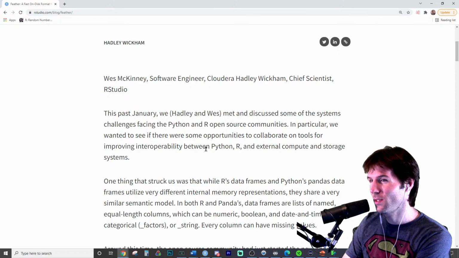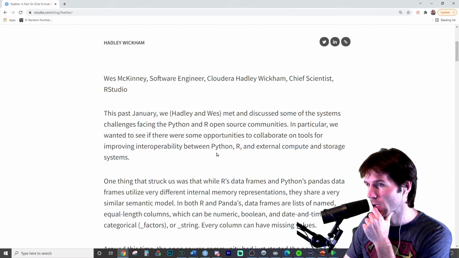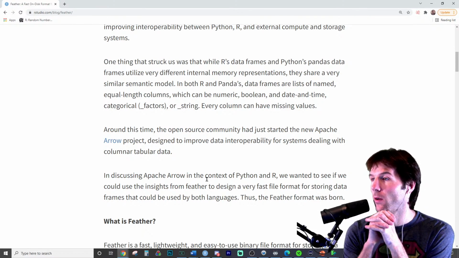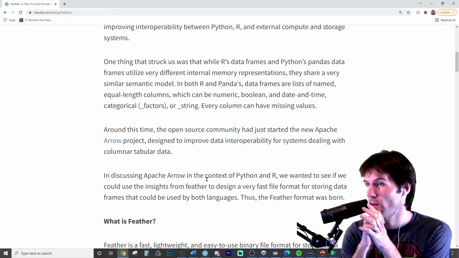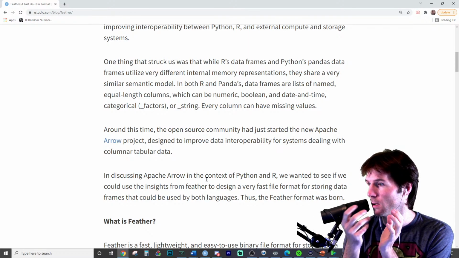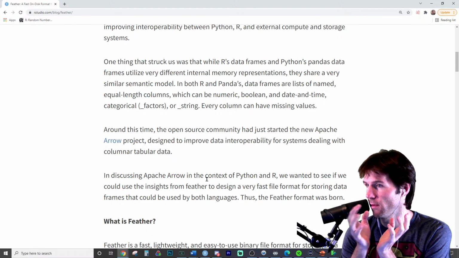Discuss some of the system challenges facing the Python and R open source communities. In particular, we wanted to see if there were some opportunities to collaborate on tools for improving interoperability between Python and R and external compute and storage systems. One thing that struck us is that R data frames and Python pandas, which is how Python does a lot of stuff, utilize very different internal memory representations. They share a very similar semantic model. In both R and pandas, data frames are lists of named equal length columns, which can be numeric, Boolean, true falses, and date time, such as lubridate, categorical factors, or strings. Every column can have missing values. Yep, can have NAs. Around this time, the open source community had just started the new Apache Arrow project.